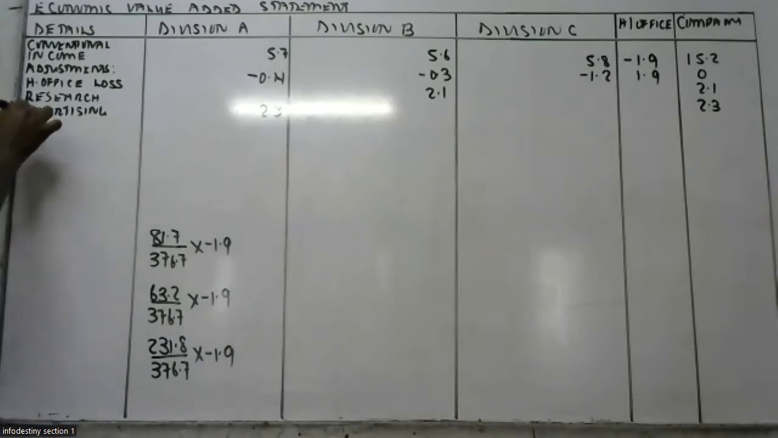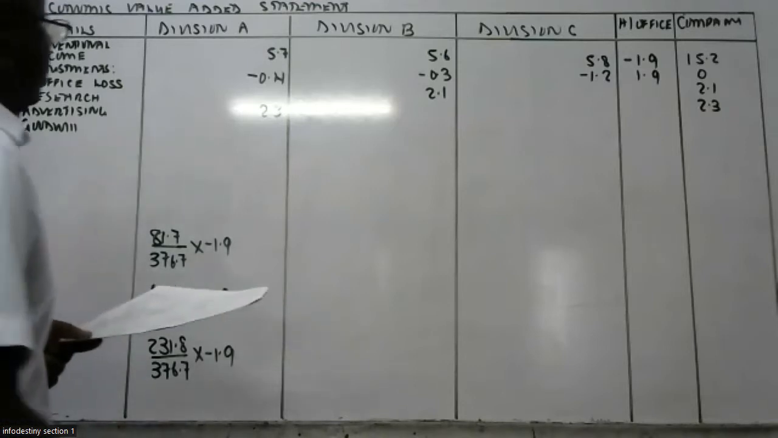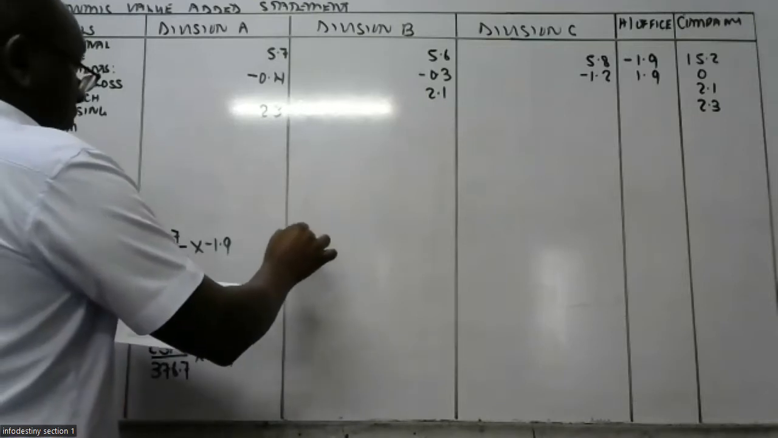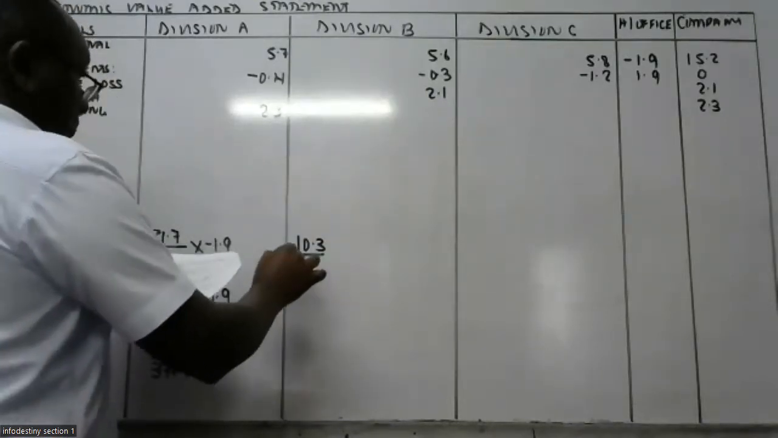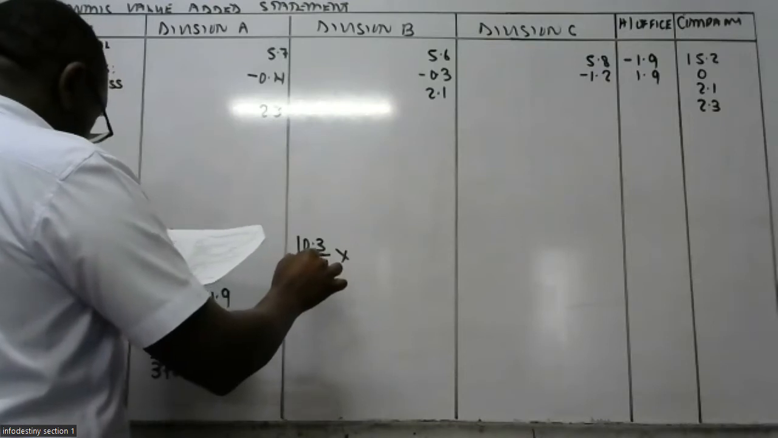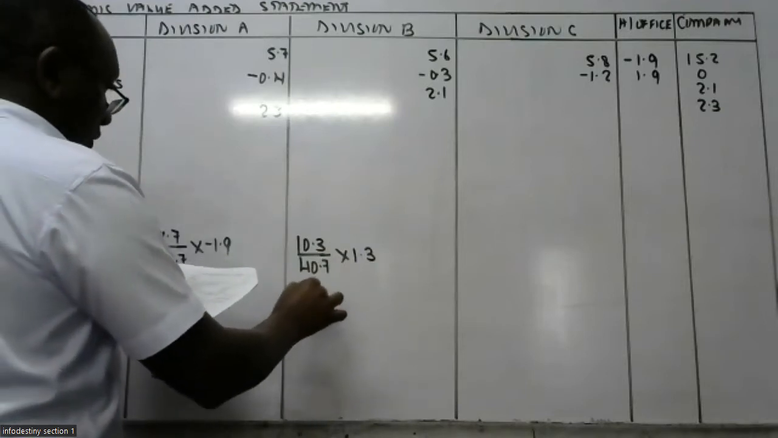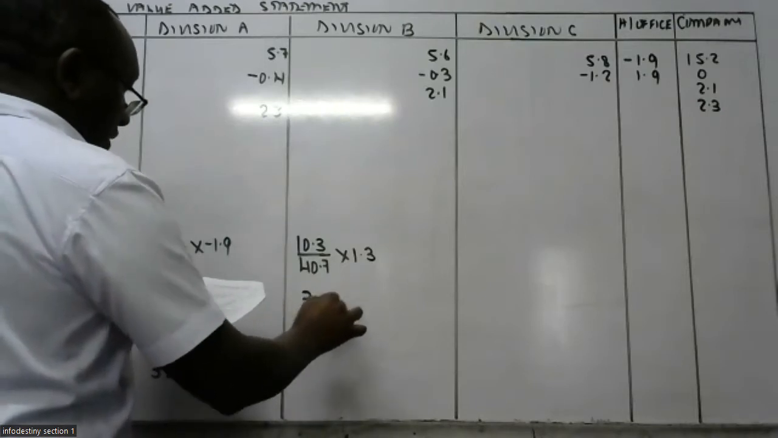All right. The next one is amortization of goodwill. In the bullets, we are told the goodwill to be written off belongs to division B and division C. So down there as part of your workings, to share this goodwill: 10.3 divided by 40.7, multiplied by the amount of goodwill used here, 1.3. Then we have 30.4, you divide by 40.7, multiply by 1.3.